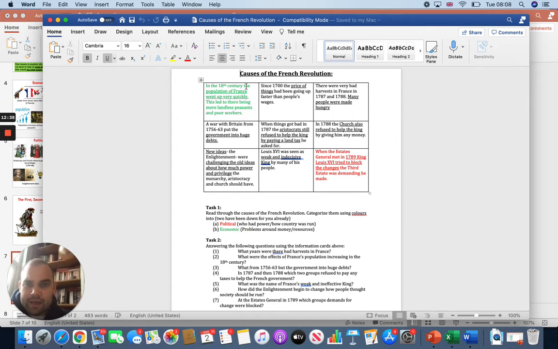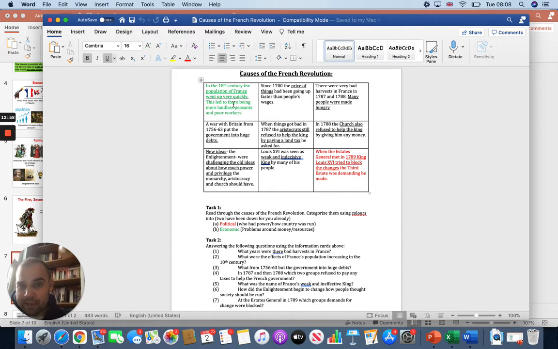Okay, so you've got here 9 information cards about what caused the French Revolution. All I want you to do is to categorize them into political factors and economic factors. And again, you've got a little definition about what each one means there to help you out. Categorize them just by changing the color of the text. So I've done it here for the first two.